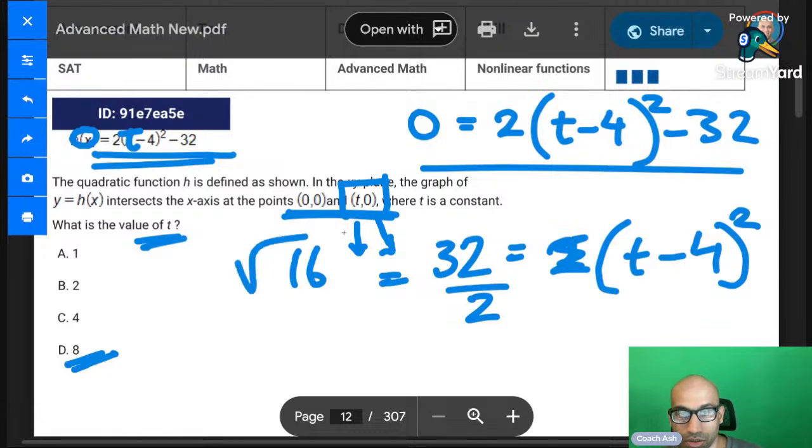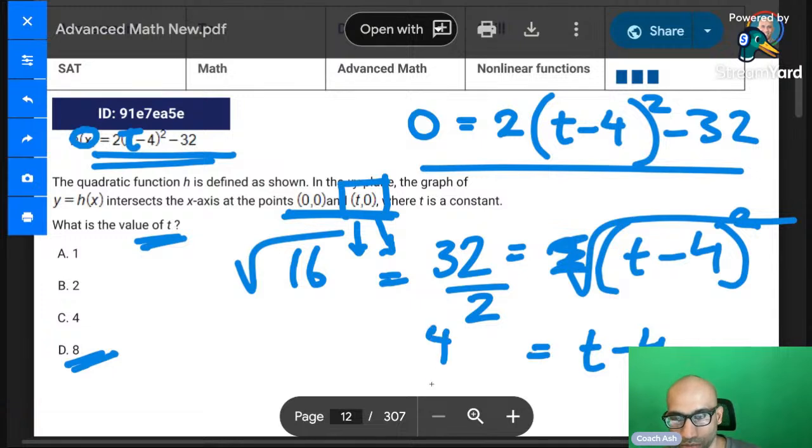Now what you do is you take the square root on both sides of this. So you'll get t minus 4 is equal to 4, right? And also negative 4. But let's just take the positive value of this. There you go. Now what do you do?